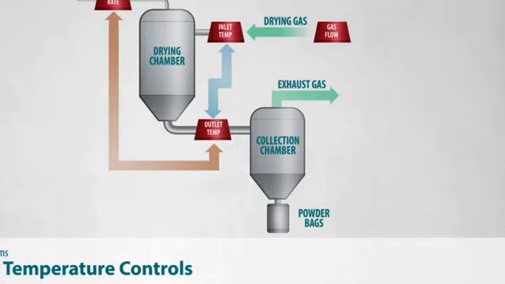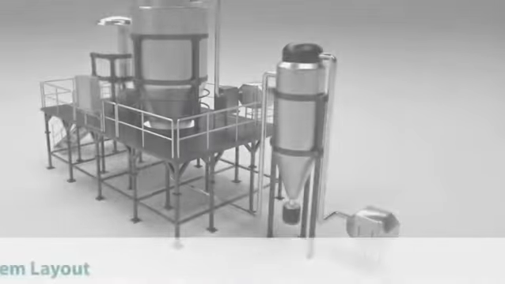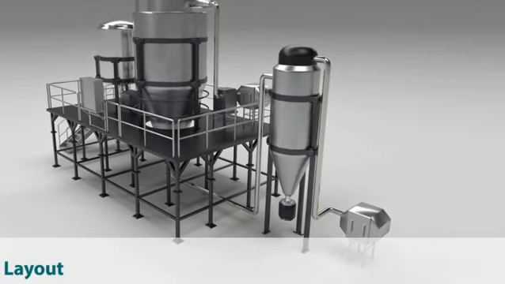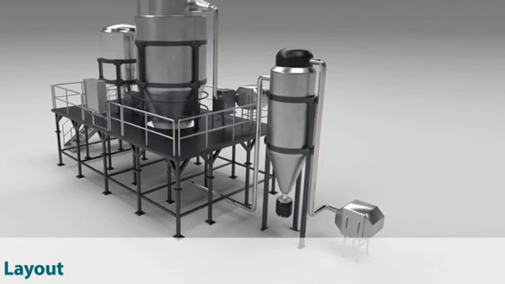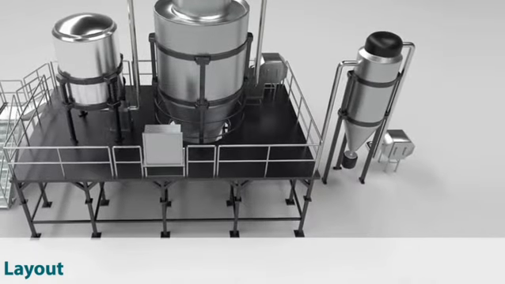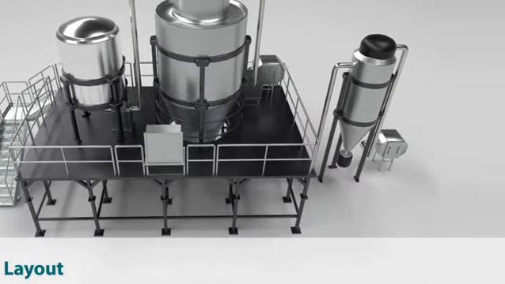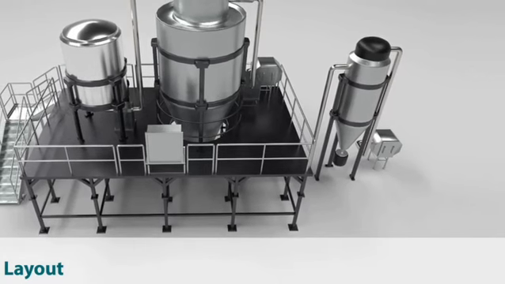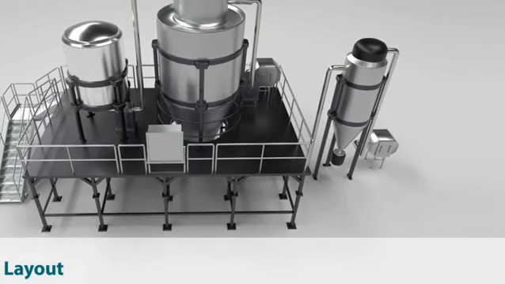Temperature control is crucial. If the air is too hot, nutrients can degrade. If it's too low, the powder may remain sticky or clump. Imagine the droplets as tiny balloons of liquid. The hot air instantly shrinks them into dry particles, almost like magic.